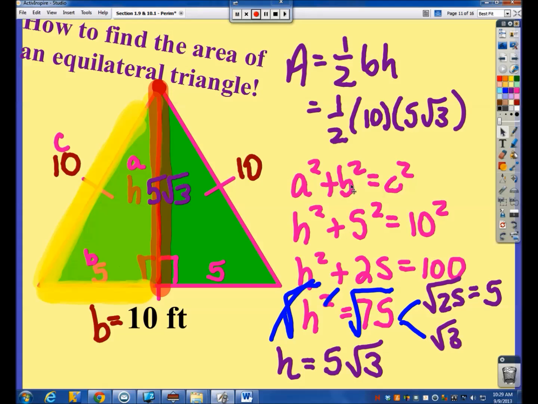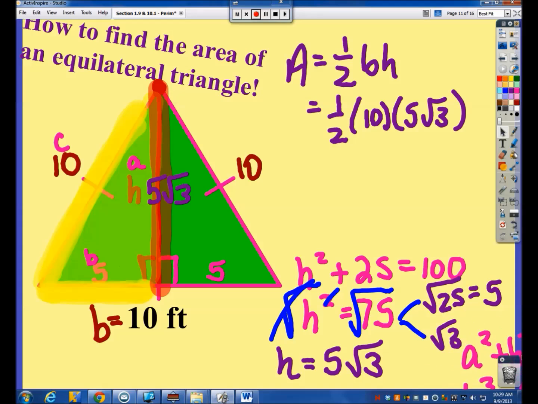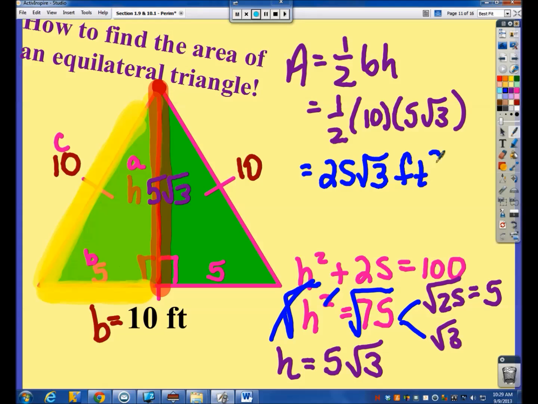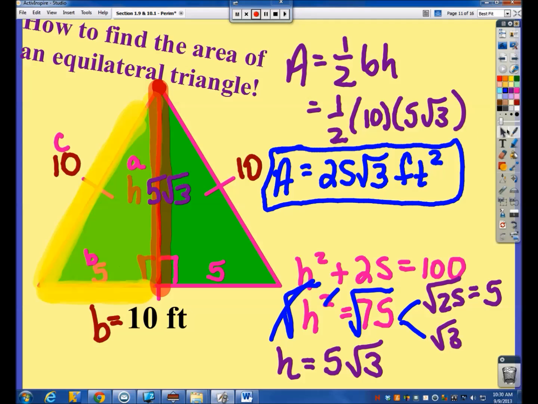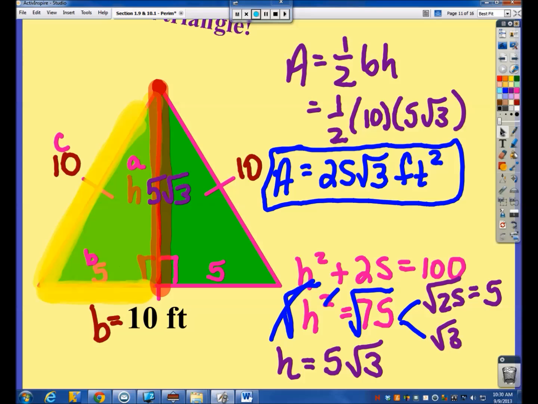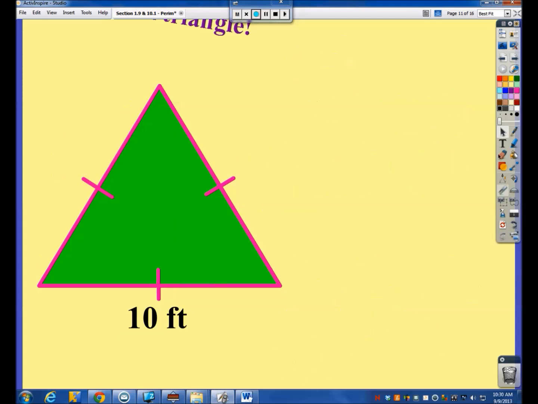So now if I've got that, let me slide you down. Let's just get rid of the Pythagorean theorem altogether. There we go. 1/2 of 10 is 5, and 5 times that 5 makes 25, and 25 root 3 feet squared would be the area of that equilateral triangle. Now you can do that every time, but there is a pattern involved here, okay? And this pattern is not quite so obvious as what you might think it is. So I'm going to throw a formula out here at you.